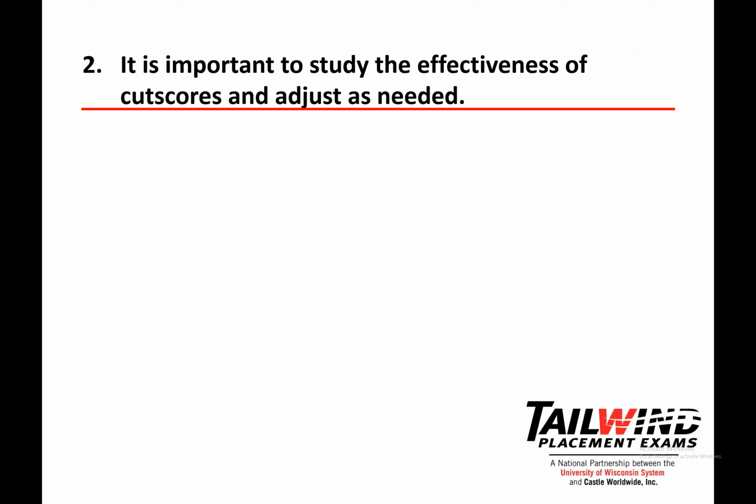All right, the second point that we'd like to make is that it's important to study the effectiveness of cut scores and adjust as needed. So Sonia just mentioned one very reasonable way to start from scratch, looking at another campus, a comparable campus. Even if you can find another campus that looks quite a bit like yours in terms of its student body and its curriculum, using cut scores from another campus is really intended just to give you some place to start.